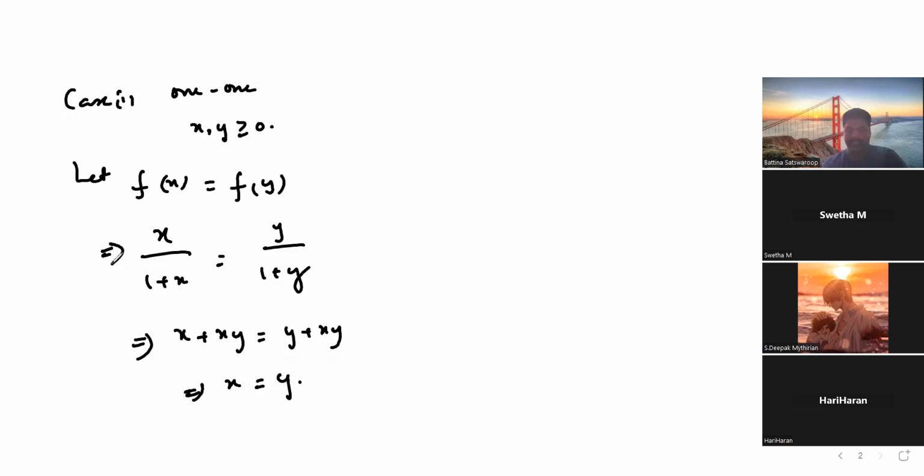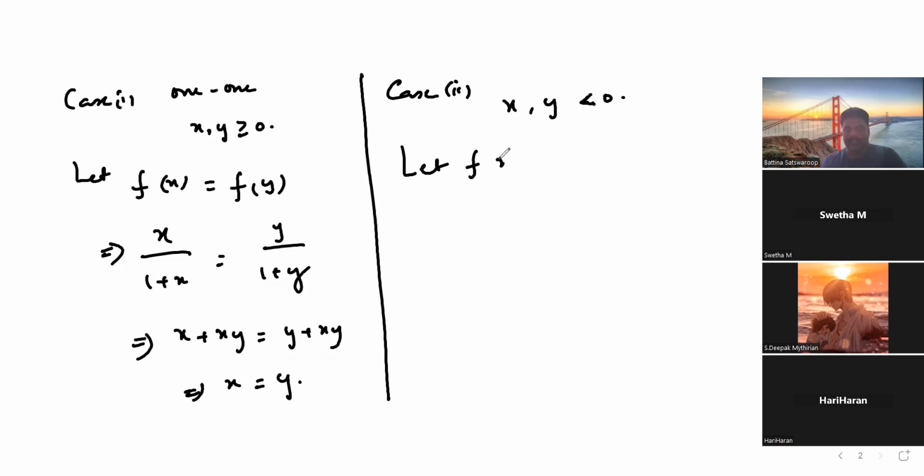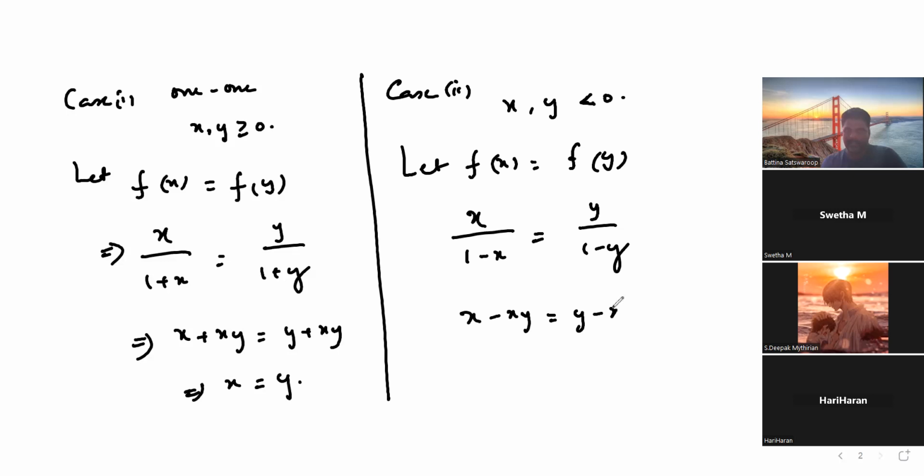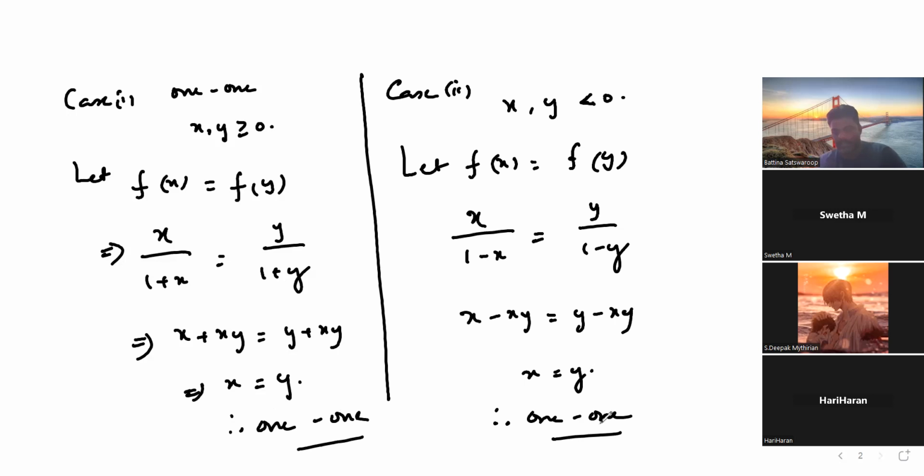Taking the second case now. What will I get for the second case? Case 2: x and y both are less than 0. Let f of x equal f of y. x by 1 minus x equals y by 1 minus y. So x minus xy equals y minus xy, again x equals y. Therefore, here also it is 1 to 1. Right, sir? So for both cases, we are able to verify that they are 1 to 1.